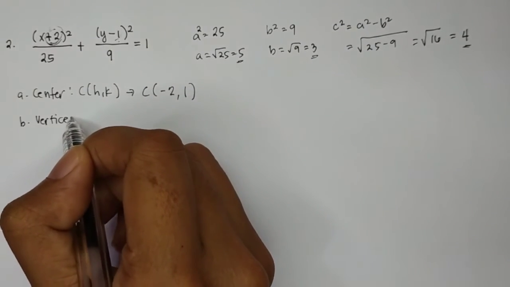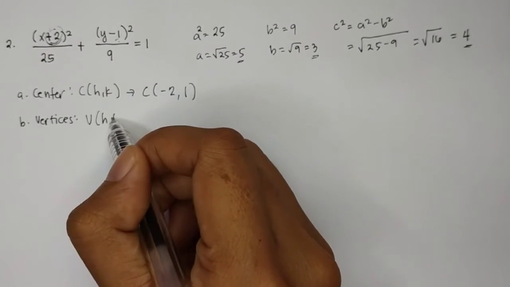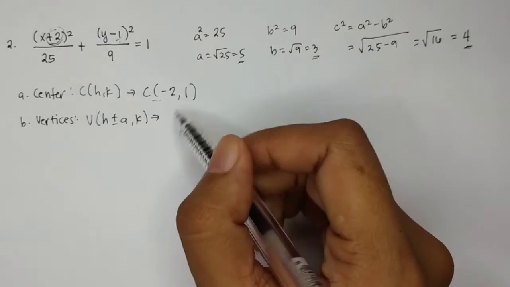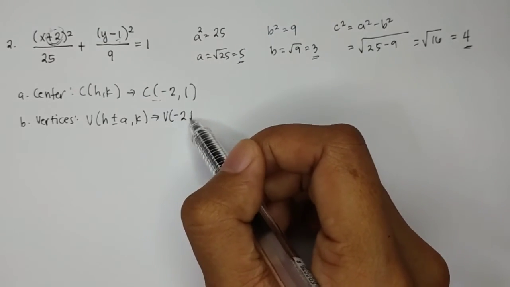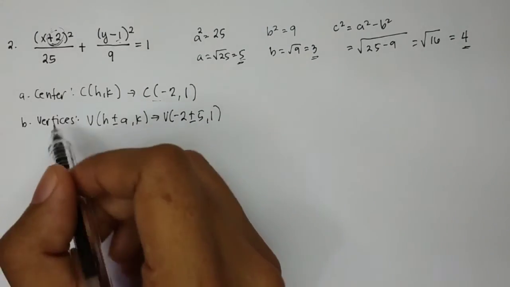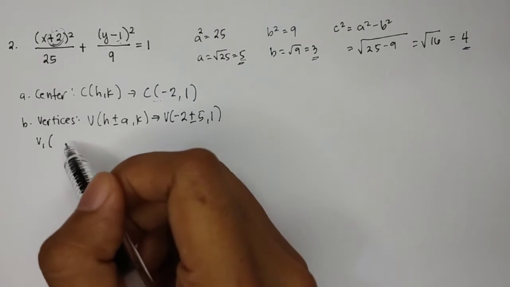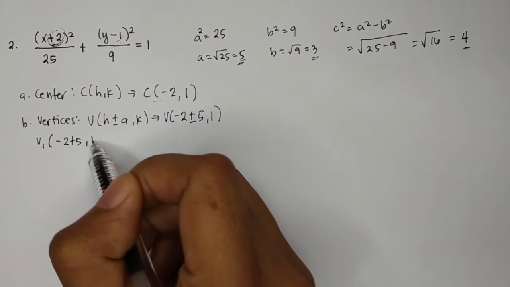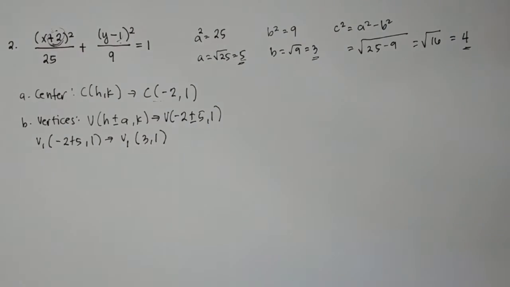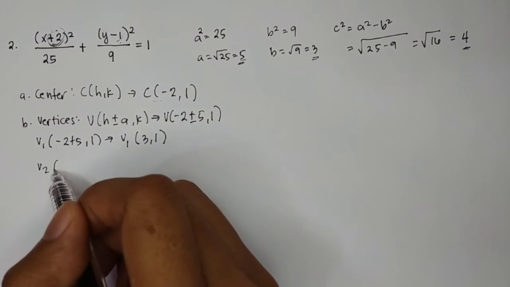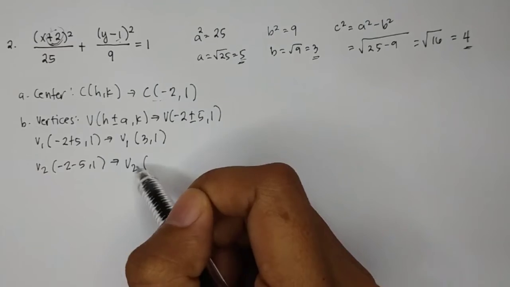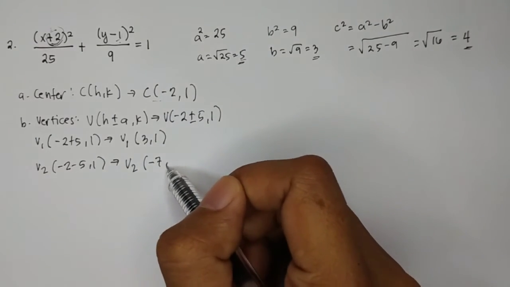So, yung vertices natin, this will be V equals H plus minus A, comma, K. So, copy natin ito, yung H and K. So, we have vertices that is negative 2 plus minus, ano yung A natin? That is 5. Then, comma 1. So, yung magiging V1 natin, we have negative 2 plus 5, comma 1. So, V1 natin is 3 and 1. Okay? Then, we have our V2 that is negative 2 minus 5, comma 1. So, we have ating V2 that is negative 2 minus 5, that is negative 7, comma 1.